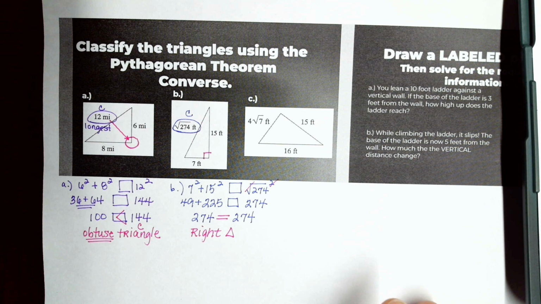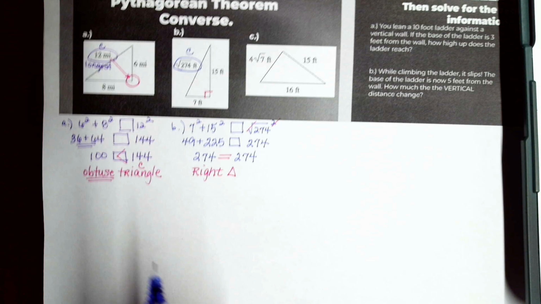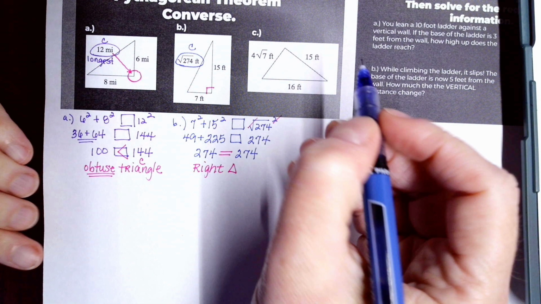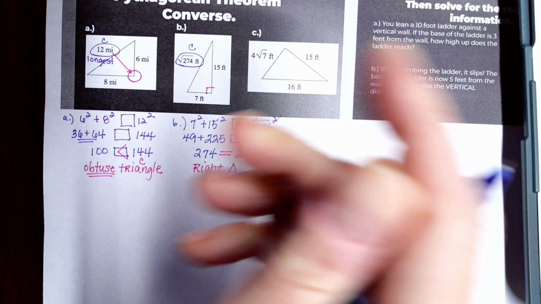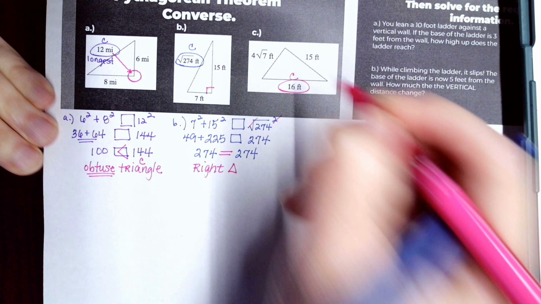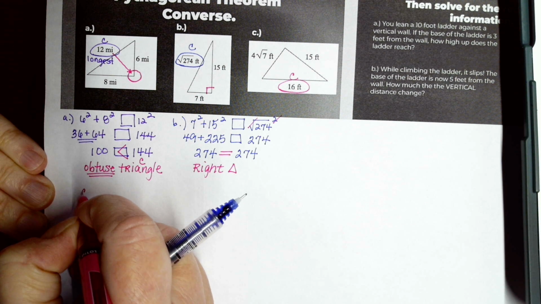All right, and let's check out C. So I'm going to move this up just a little bit so I've got a little more space down here. And I'll put C beneath it. So again, as we're looking at it, you've got a 15, a 16, and then 4 square roots of 7, which is about 10. On this one, our longest side is going to be this 16. That's going to be our C. I'll put it down here.